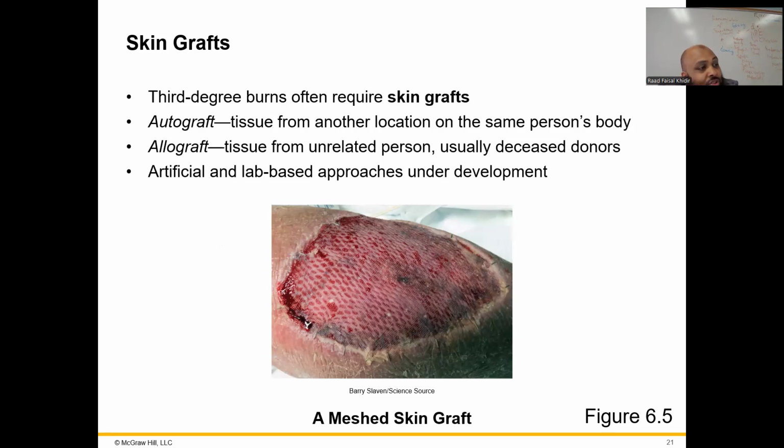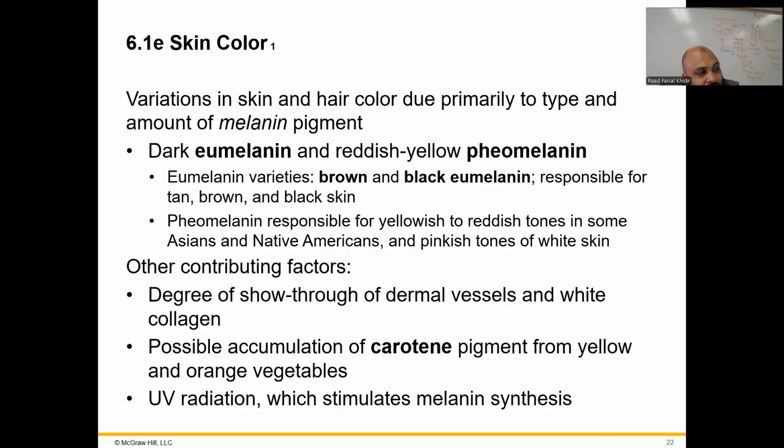So what did they graft it on then? Somebody was burned, terribly burned, and we grafted it on her face. With the placenta, it was so amazing. Her face was amazing.